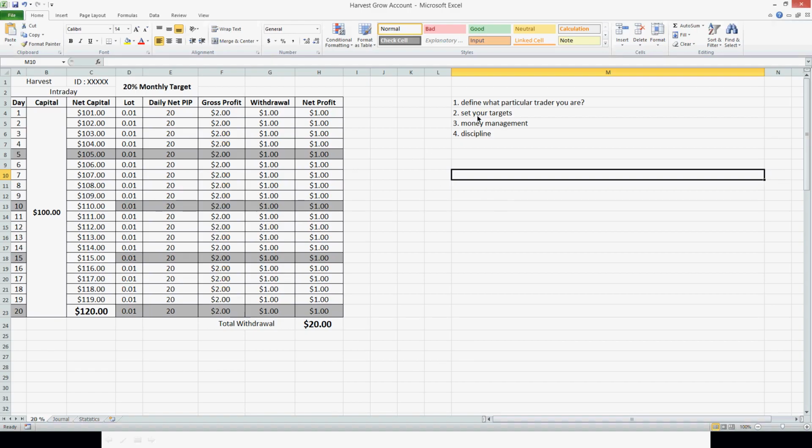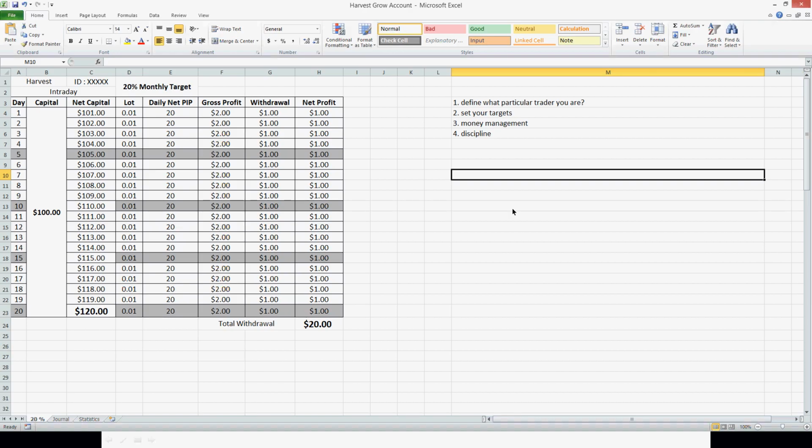What you need to do is say to yourself that you're an intraday trader or a scalper, and you need to be honest with yourself that you need to set your goals realistically. You need to set a target that you are able to achieve. Do not set a target that you don't even know you can achieve. So for me, I'm a scalper and an intraday trader.